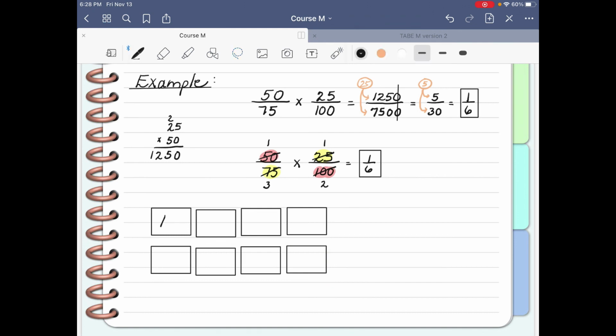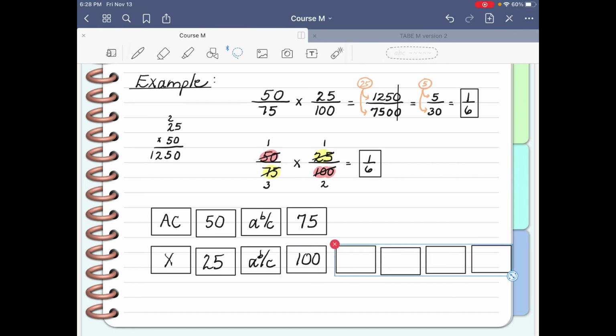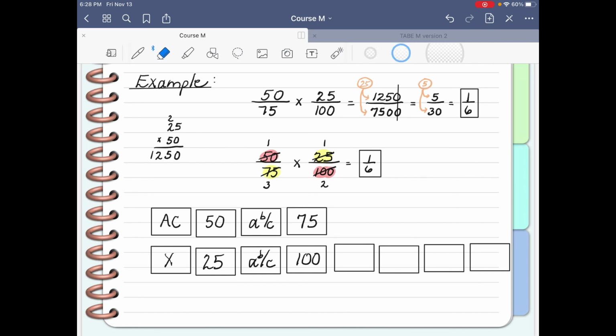Okay, first thing is all clear. 50, ABC, 75, times, 25, ABC, 100. I always forget this last box, don't I? That's the equals sign. And you got to press equals to process those fractions. And let me do that.